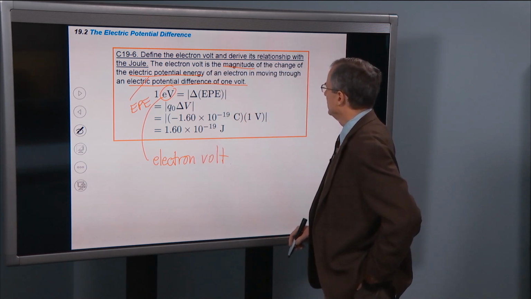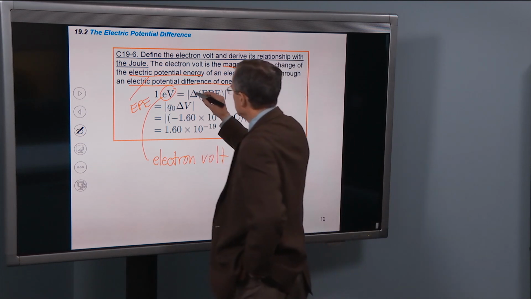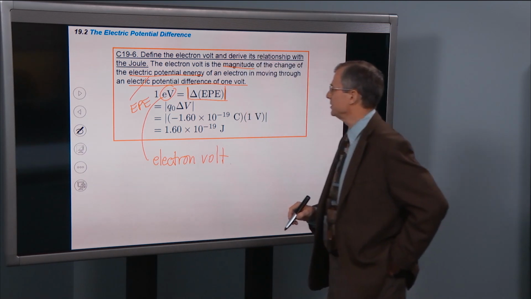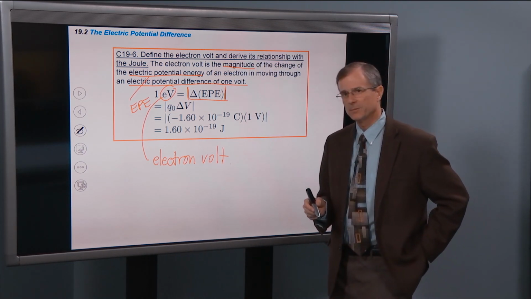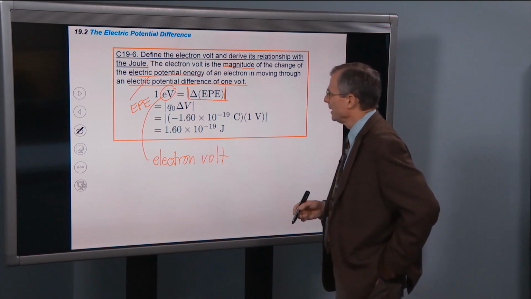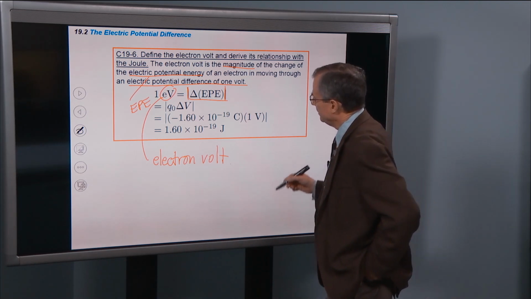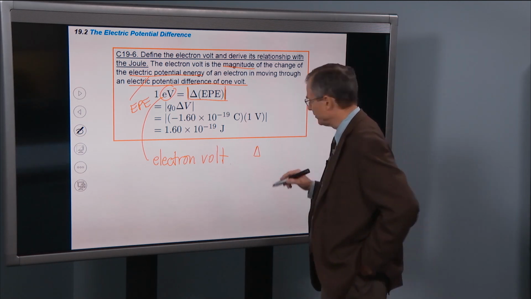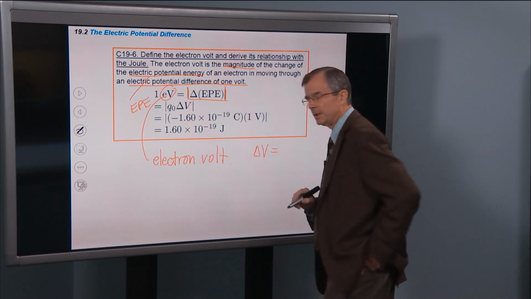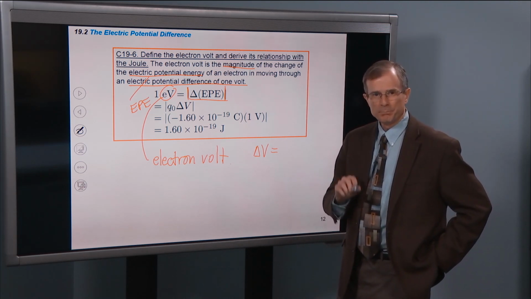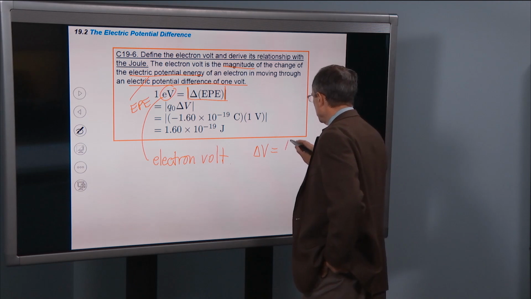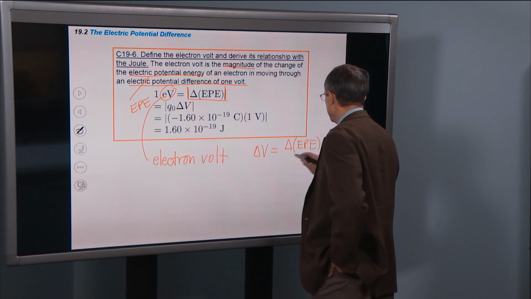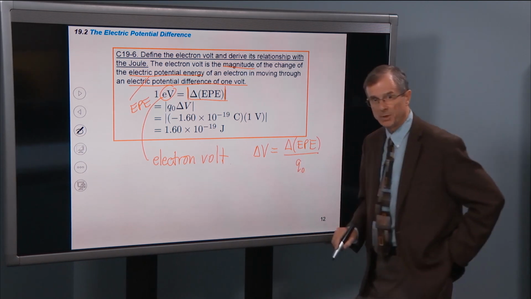And it is the magnitude, the absolute value, here are the absolute value signs right here, of the change in the electric potential energy of an electron moving through an electric potential difference of 1 volt. Okay, so let's figure it out. If you'll recall from the very first slide of concepts, the change in the electric potential equaled the change in the electric potential energy divided by the test charge, right?